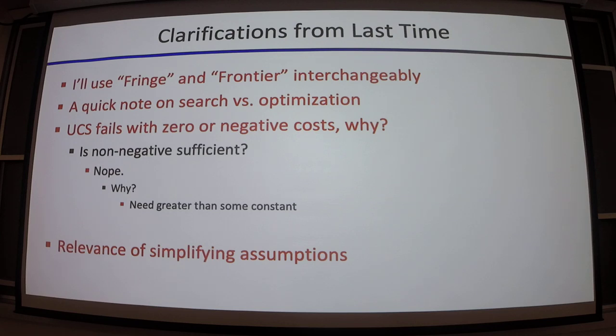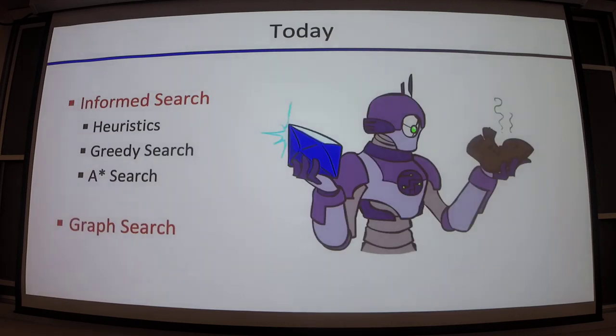Everybody okay? Awesome. Okay, so today, we're going to take uninformed search and we're going to inform it. This is very exciting. This is one of my favorite lectures in this whole class, because today we get to A-star search, which is one of the most powerful algorithms we'll talk about. Involved in informed search is the notion of heuristics, greedy search, which is the type of search that's informed, and then A-star. And then we'll also talk about the difference between tree search and graph search, which I've kind of blended up to now.